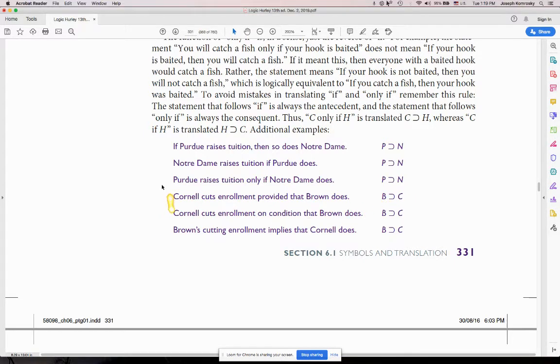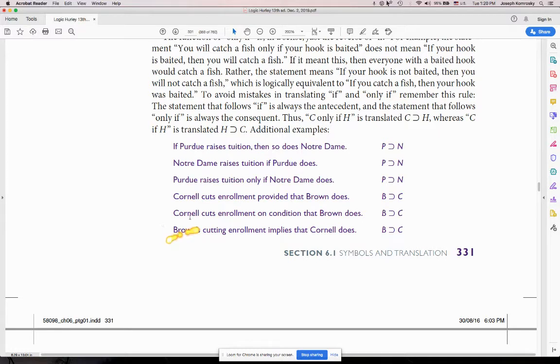You can see it with these two examples. Cornell cuts enrollment on the condition that. You think that when you see this, you're going to translate it like C horseshoe B, right? When you look over here, it's reversed. It's B horseshoe C. So what you've got to do is look at the English: on the condition that, or on condition that, or provided that. Whenever you see these specific English clauses, you know that whatever comes to the right is actually going to be translated to the left. They're reversed, okay? So you don't have to memorize this, just look back to it.